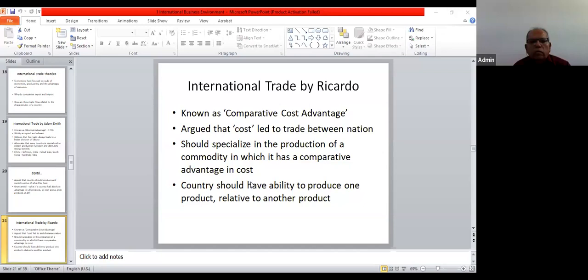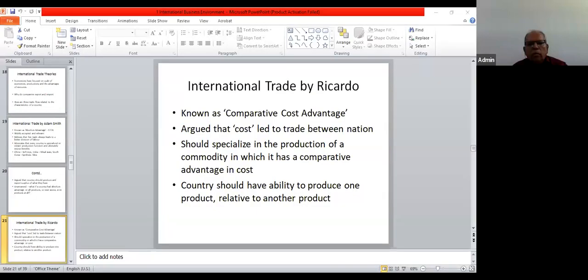Sometimes what happens is a particular country just has labor, but they do not have material available with them. In that case, they cannot utilize this comparative cost advantage. Then the country should have the ability to produce one product related to another product. Say for example, India is known for production of sugar. I was giving you the example of the sugar factory. In Maharashtra, we have many sugar factories, in Kolhapur or Ahmednagar district, and other districts also, Beed and so on.